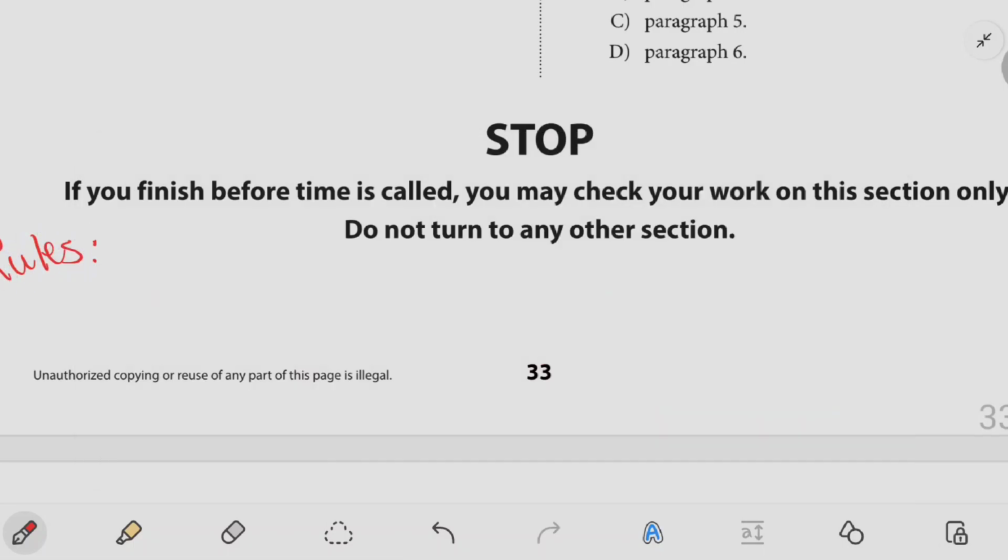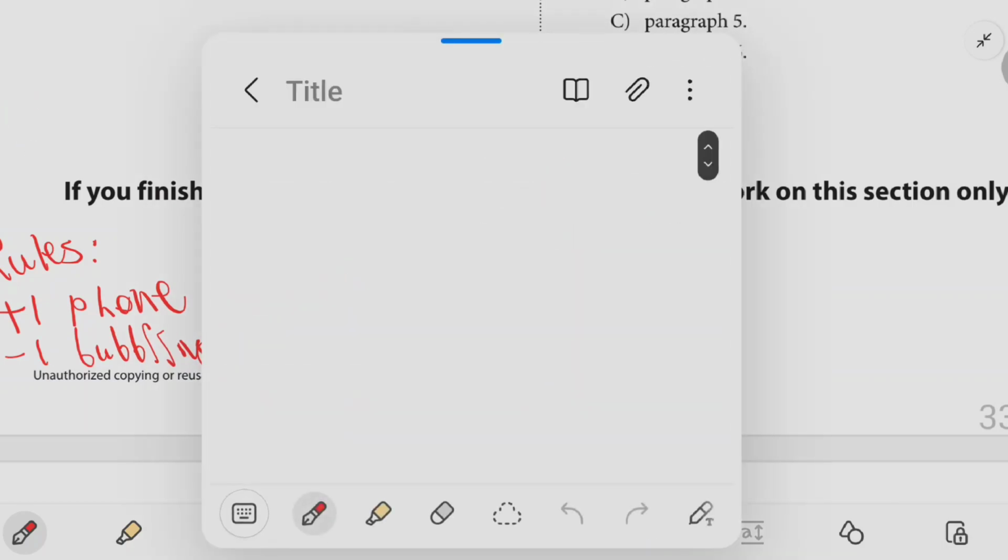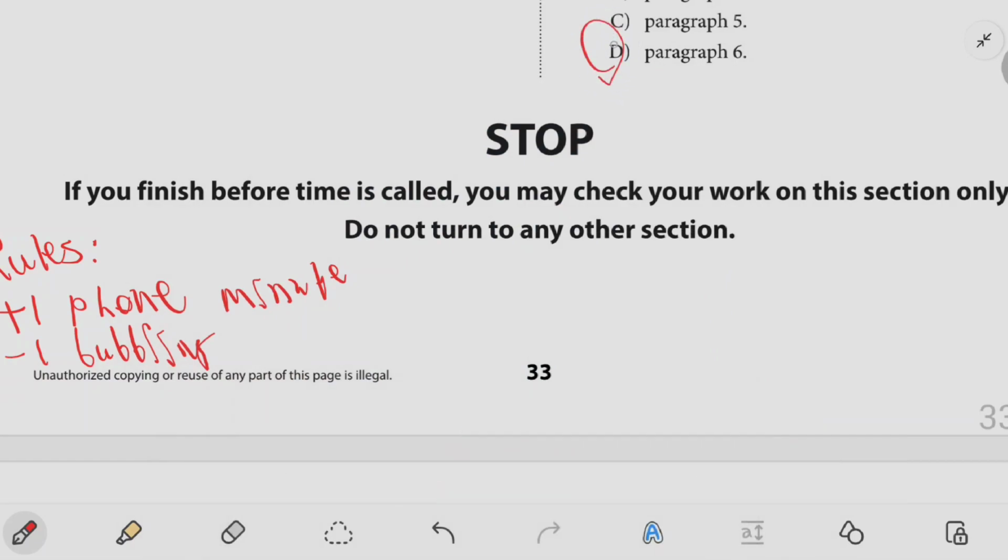Rules. Now, number one, I said plus 1 minute because I'm on phone reasons, phone minute, I say. Then number two, I say minus 1 minute. I have an additional minute, but then I have less time because when you actually bubble on the test, it takes much more time than just circling your answer. So now the net time is 0 plus 1 minus 1, that's 0.